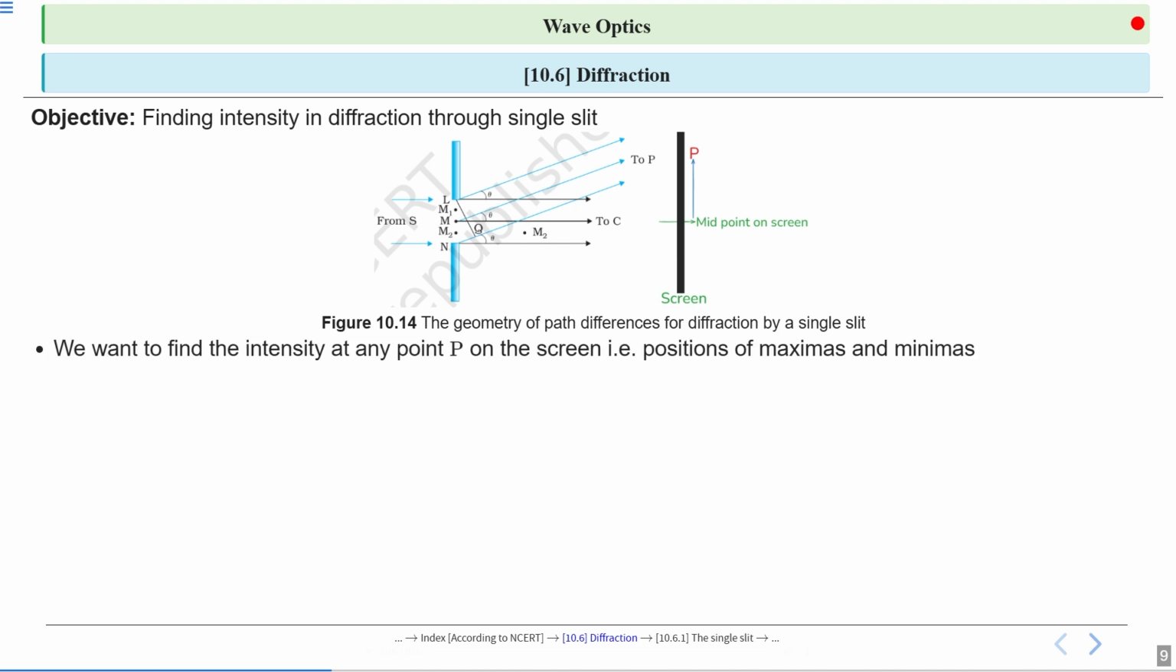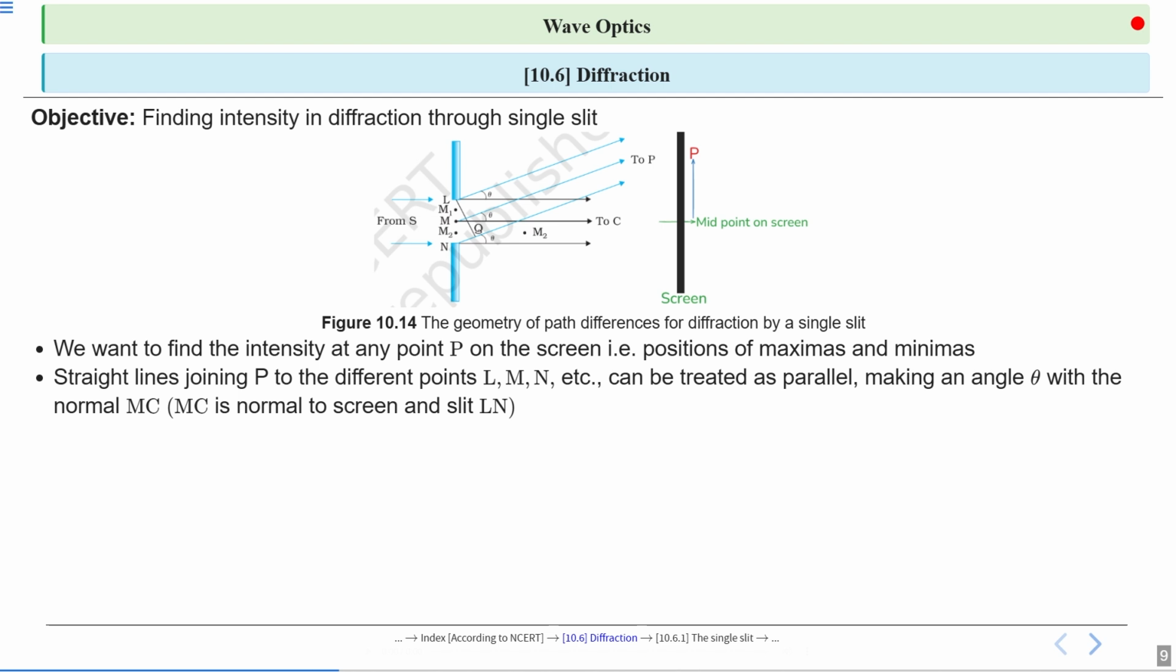Now let's delve into the first step of our analysis. We want to determine the intensity at any point P on the screen. This involves identifying the positions of maximum and minimum intensity, known as maxima and minima. These positions are where the light waves constructively or destructively interfere respectively.